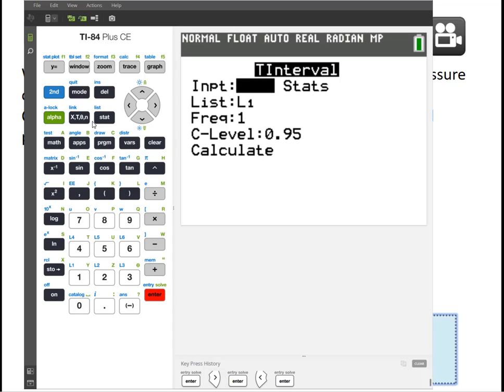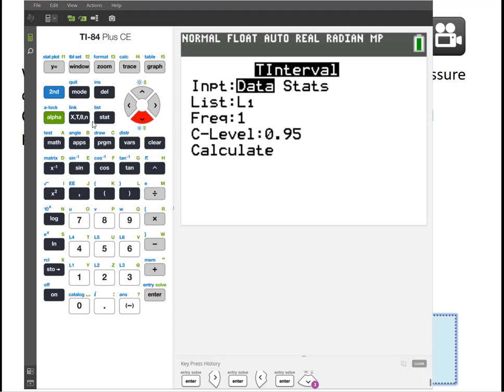The next thing it asks for is the list. So this is the list I just entered into L1. So whatever list you used, you need to make sure that's the right one. I used L1, and I've got L1 listed here. Next is going to be a frequency list. Just leave it blank or put the number 1 there if you don't have a frequency list. We don't have a frequency distribution, so we're just going to leave it.